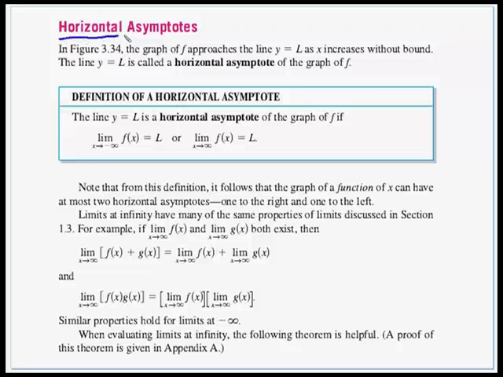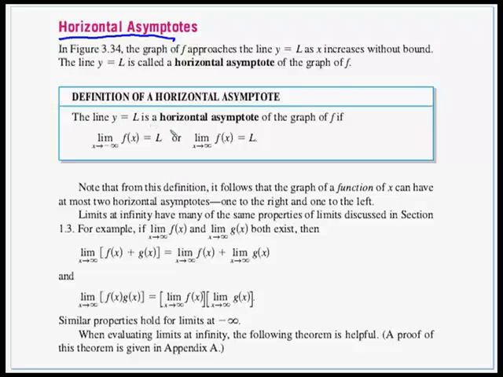Horizontal asymptotes. In that figure, the graph of f approaches the line y equals L as x increases without bound. The line y equals L is called the horizontal asymptote of the graph. Remember, we had our vertical asymptotes in chapter 2. This is just the same thing. An asymptote is a line we're going to get closer and closer to but never really settle on or touch.